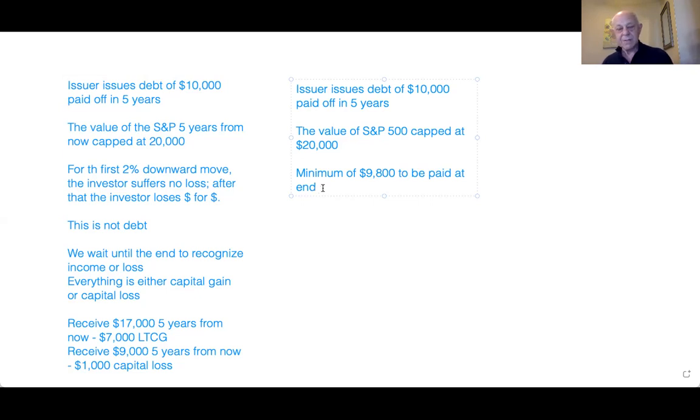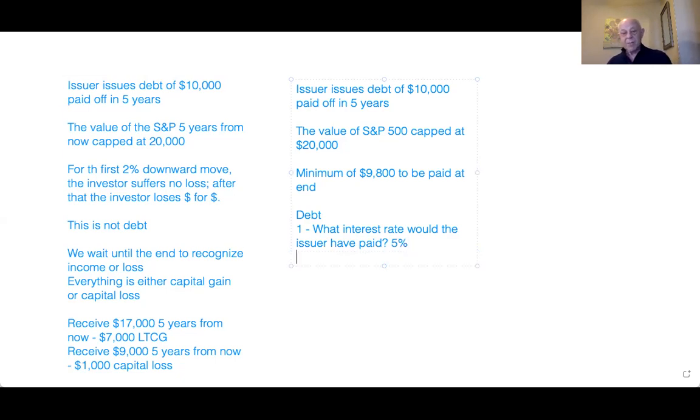So this is going to be treated as debt. So now, because this is going to be treated as debt, step one, what interest rate would the issuer have paid if this was just normal debt? And again, just to make the numbers slightly easier to use, let's assume it's 5%.